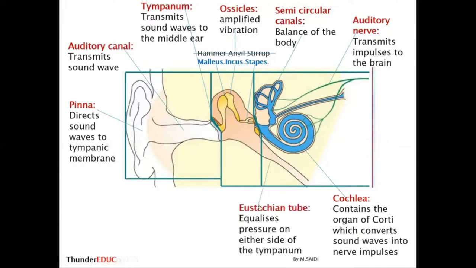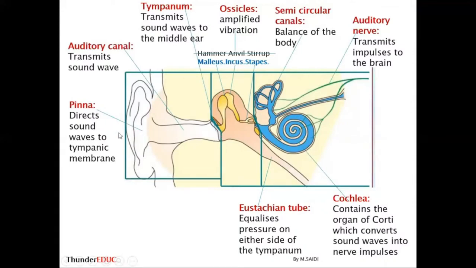Then you have what you call the eustachian tube. The eustachian tube is very important in equalizing the pressure on either side of the tympanic membrane. So if there is pressure on this side coming in, it means that there will be high pressure on this side and low pressure on the other side. Then this eustachian tube must bring the pressure so that the pressure inside and outside is equal, so that there is no rupturing of the tympanic membrane.